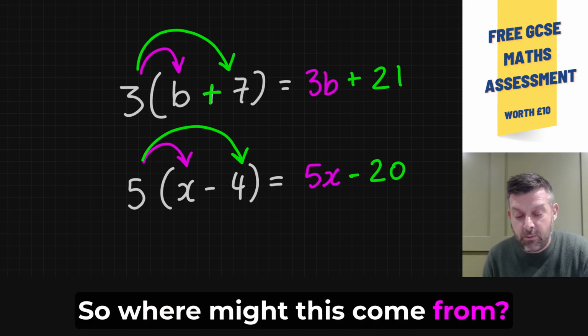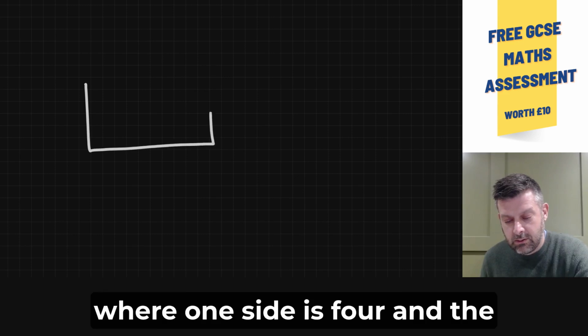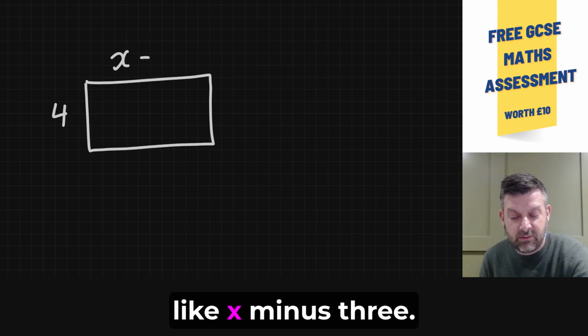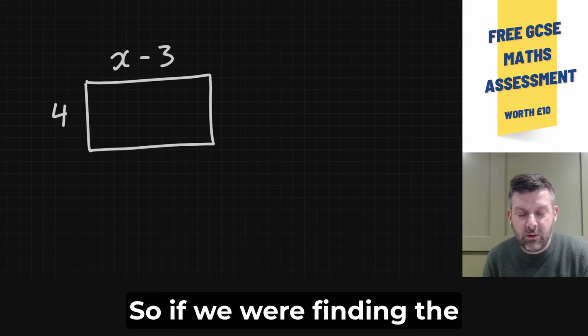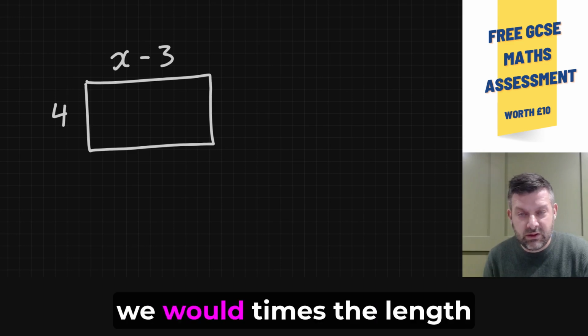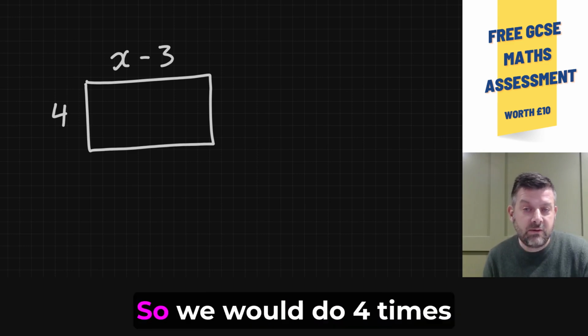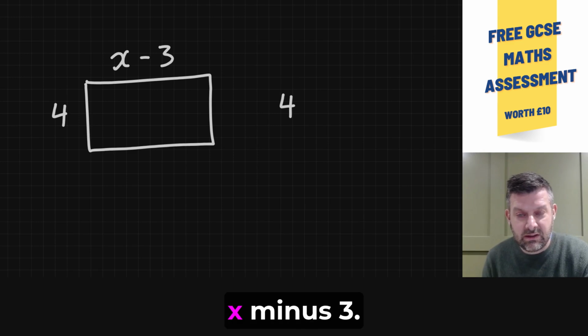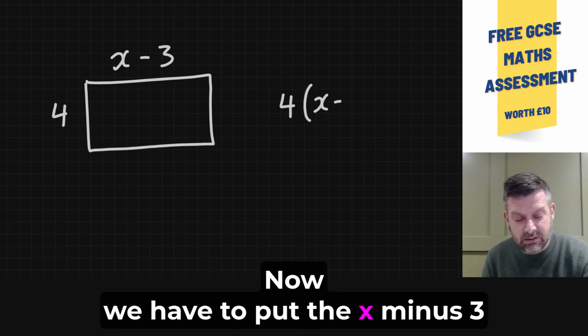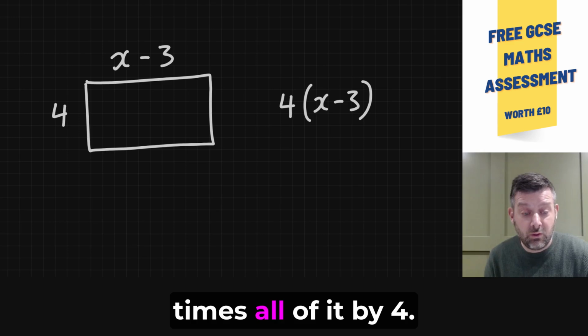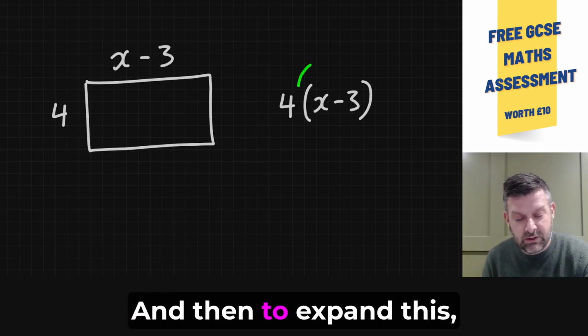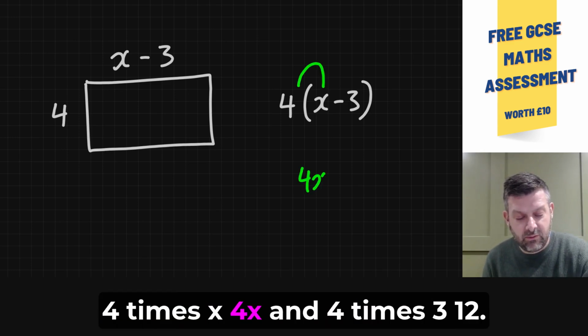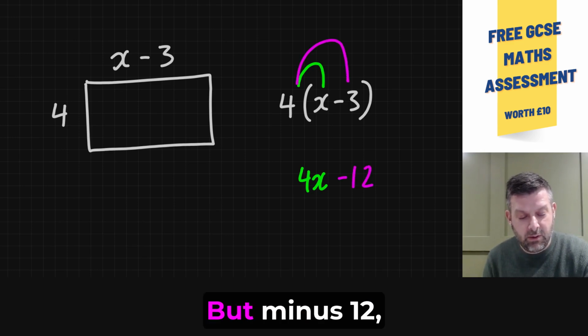So where might this come from? We could, for instance, have a rectangle where one side is 4 and the other side is something like x minus 3. So if we were finding the area of this rectangle, we would times the length by the width. So we would do 4 times x minus 3. Now we have to put the x minus 3 in brackets so that we times all of it by 4. And then to expand this, 4 times x, 4x, and 4 times 3, 12, but minus 12.